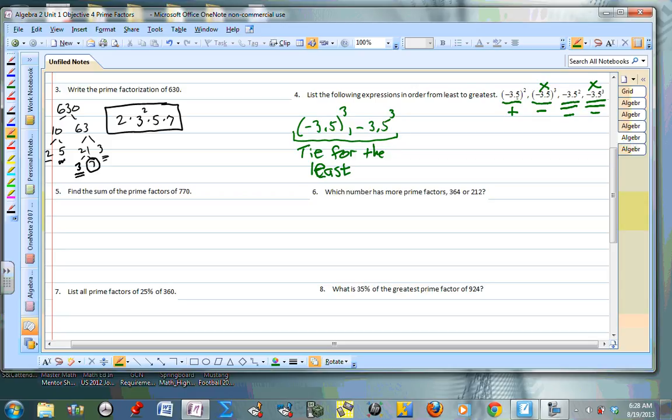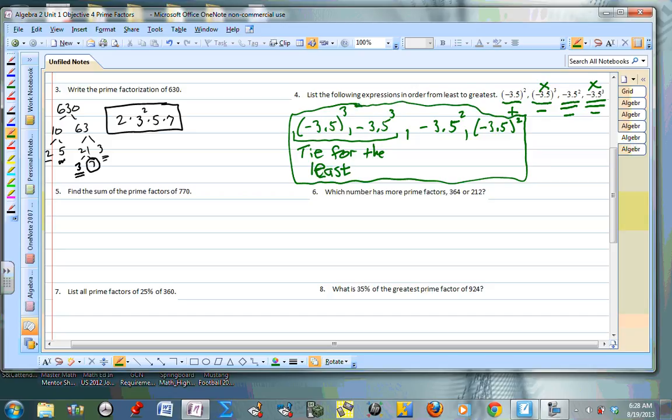Now we have negative 3.5 squared, and then the opposite of 3.5 squared. Well, the opposite of 3.5 squared is going to be a negative value, because we would square 3.5 first and then multiply by negative 1. And our greatest value is going to be negative 3.5 squared. And this is the list of values in order from least to greatest.